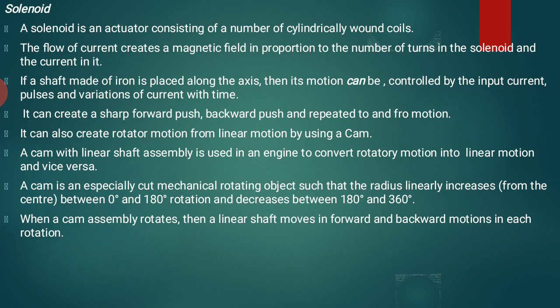When a cam assembly rotates, then a linear shaft moves in forward and backward motion in each rotation. When the cam assembly rotates, the linear shaft, whatever the linear device or linear piece, moves in forward and backward motion in each rotation.